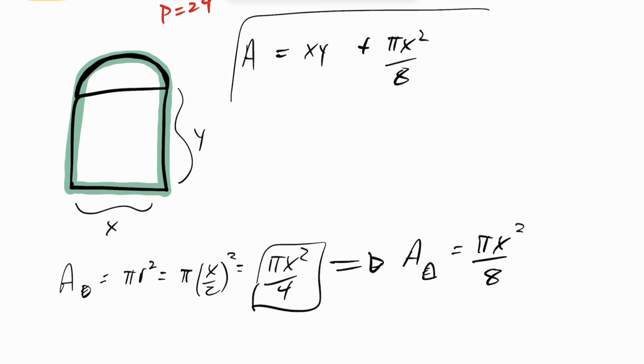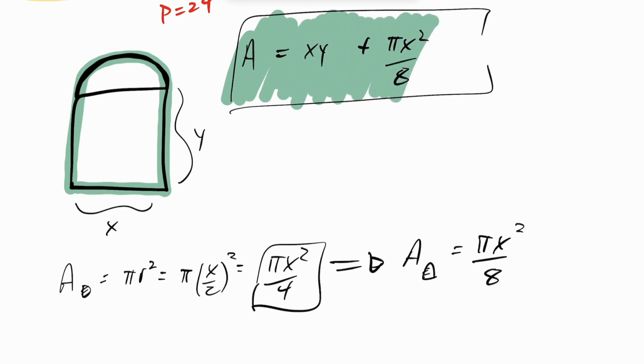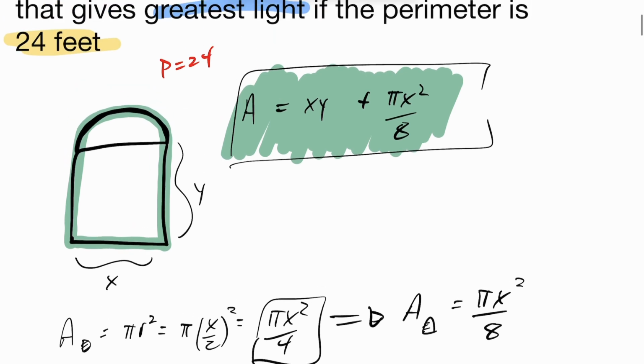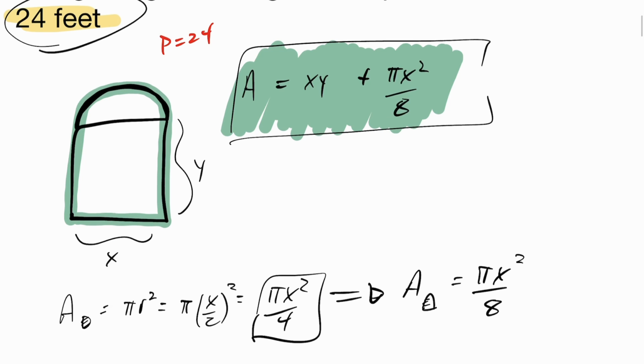So now I have a representation for the area. This is what I want to maximize. But again, you can't maximize two variables. We have to maximize one. So I need another constraint. The constraint they gave me was the perimeter of this object is 24 feet. So I need an expression to represent the perimeter. I know it's going to equal 24, but how do you write the perimeter?